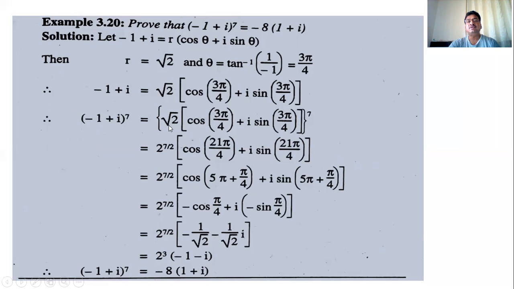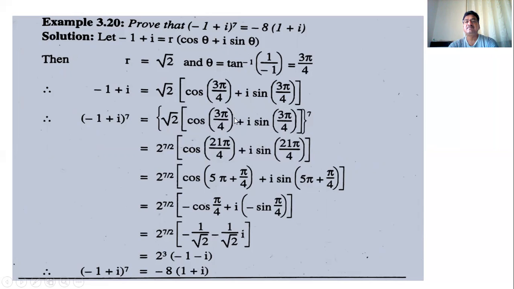And root 2 into root 2 is 2. So 2 into 2 into 2, that is 6. That is 6 root 2, the value of root 2 raised to 7. And then this is by using binomial theorem, cos theta plus i sin theta. This is De Moivre's theorem. Cos theta plus i sin theta raised to n is what? Cos n theta plus i sin n theta.